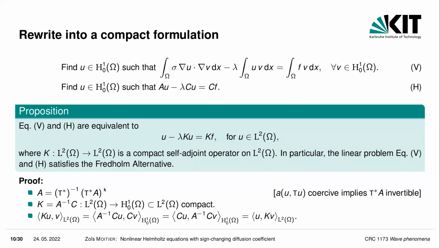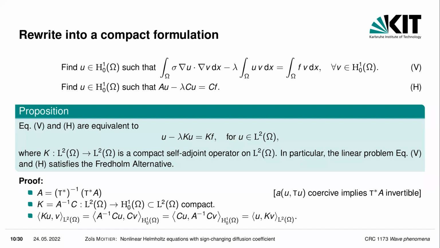So this is where this T-coercivity is used. And now I can define this K, that is just A minus 1 C, which is a compact operator from L2 to L2. And it's self-adjoint by using this chain of identities, by playing with the definition, basically, of the scalar product on L2 and H10. So now we know that the linear problem is well posed in a Fredholm sense. So we will need this in a bit in the nonlinear part.